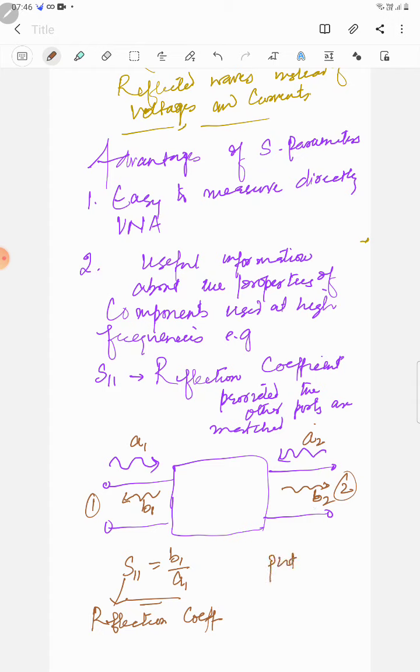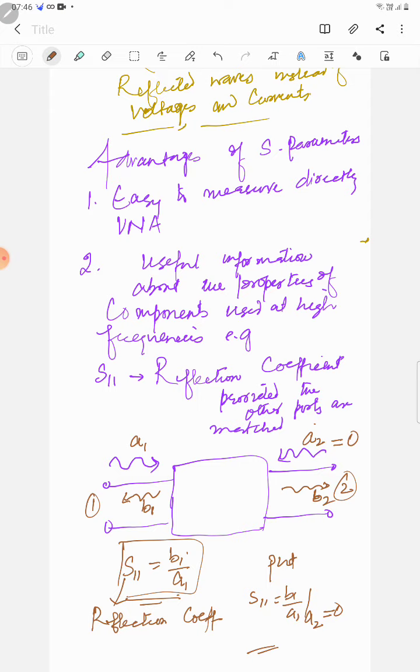As I said, S11 by definition is B1 by A1 when your A2 is 0. So what does that mean? That means you can find the reflection coefficient directly from this ratio B1 by A1 provided your A2 is 0. That's it. So this is advantage number second.